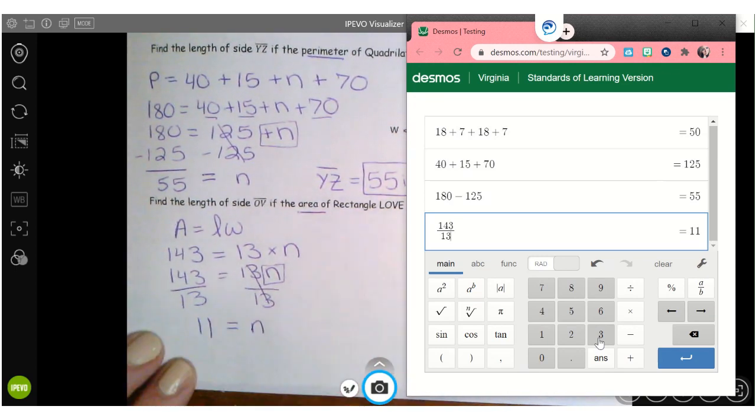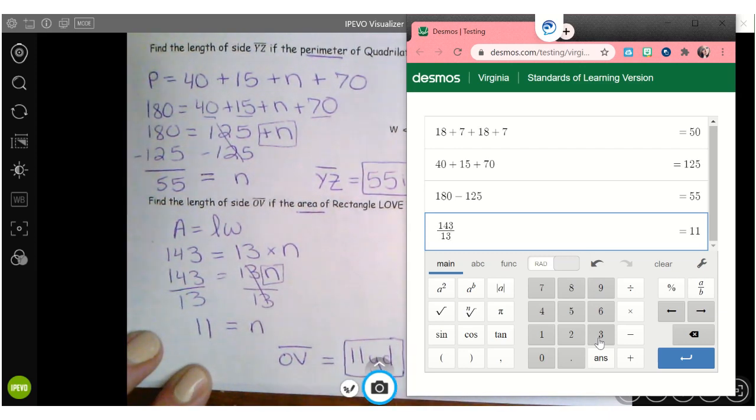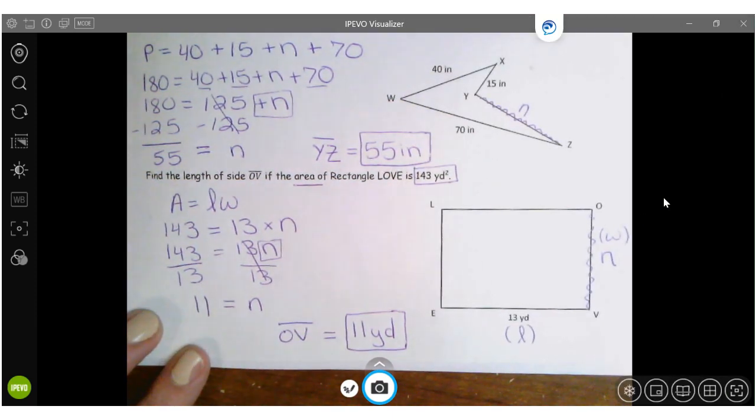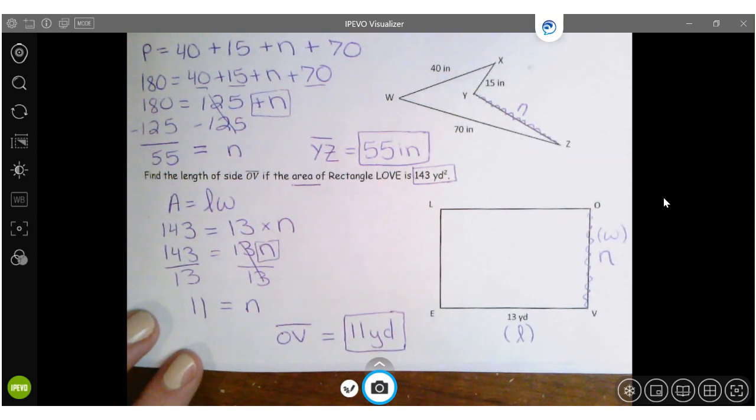So if n equals 11, that means that the length of side OV is equal to 11, and these were yards I was dealing with. So that is equal to 11 yards. So those are different ways that you can use some of the properties of our quadrilaterals to help you find not only a missing angle like we did in the last lesson, but also a missing side.